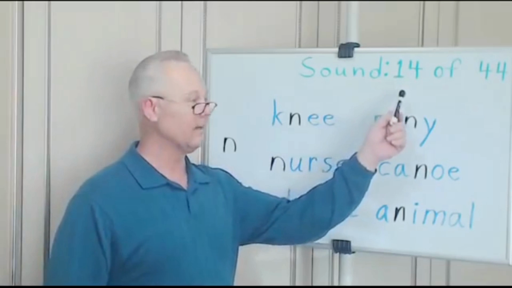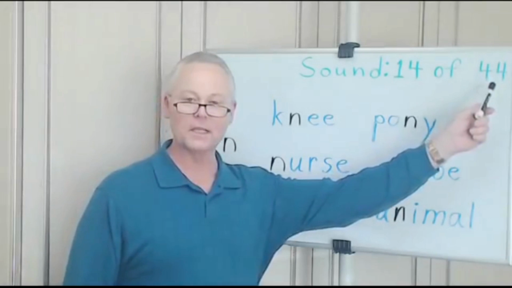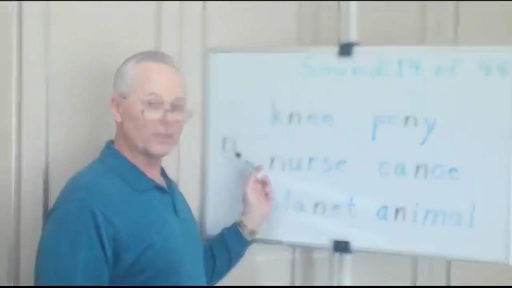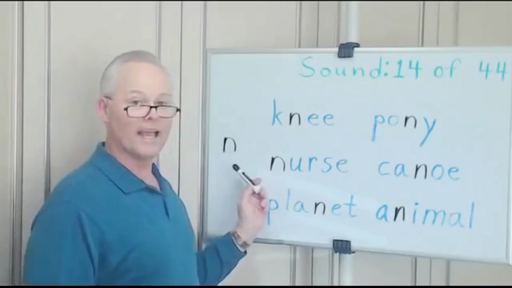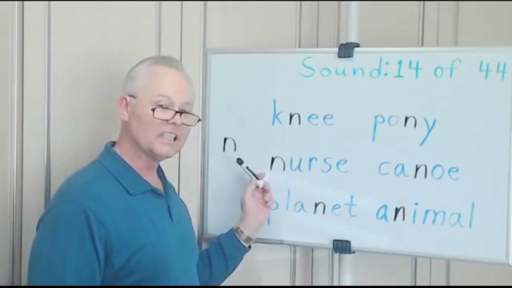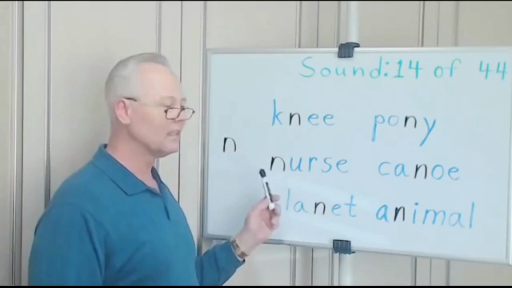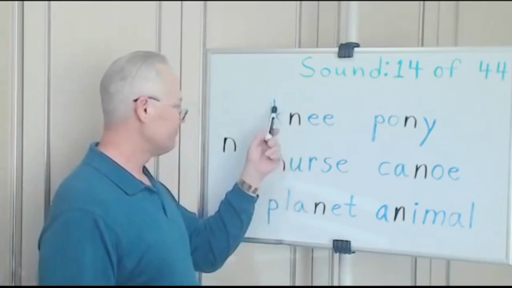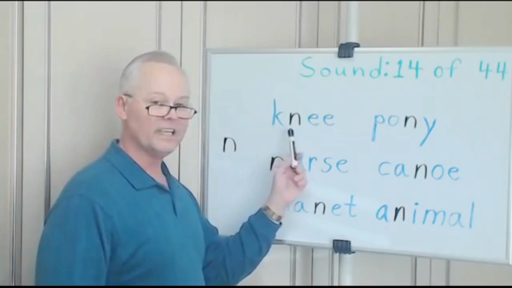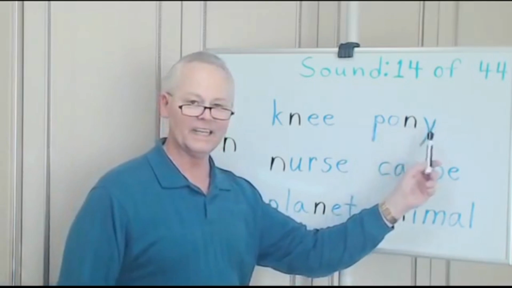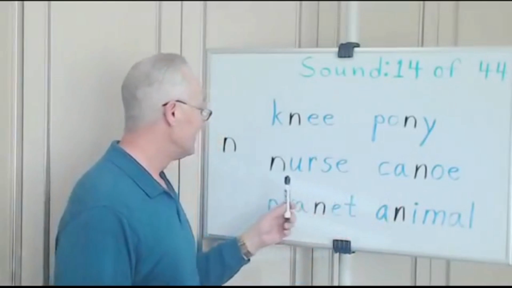Sound 14 of the 44 sounds that make up American English. The sound we have here comes from the letter N. N. And the sound is N. As in the word knee. Knee. The K is silent. Knee. Pony. Knee.